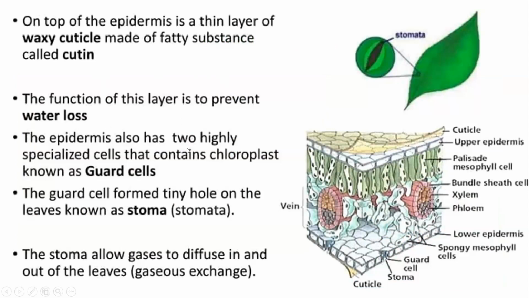The epidermis also has two highly specialized cells that contain chloroplasts, known as guard cells. In the epidermal region, stomata are present. They contain a small aperture covered by the guard cells. The guard cells form a tiny hole on the leaves known as the stoma. The singular form is stoma and the plural is stomata. They allow gases to diffuse in and out.